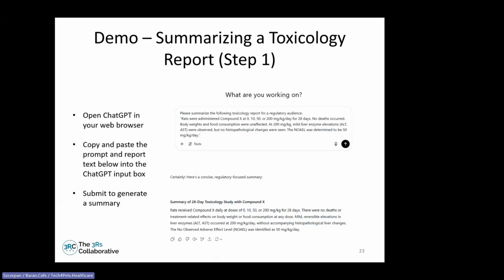So here's the first step, right? You open up ChatGPT, and on the top right, if you can see my pointer, it's going to ask you, what are you working on? So here's something that I wrote. Please summarize the following toxicology report for a regulatory audience. And as you can see, I'm not going to read all of this, but that's what I end up typing in. So it's really happy to help you.